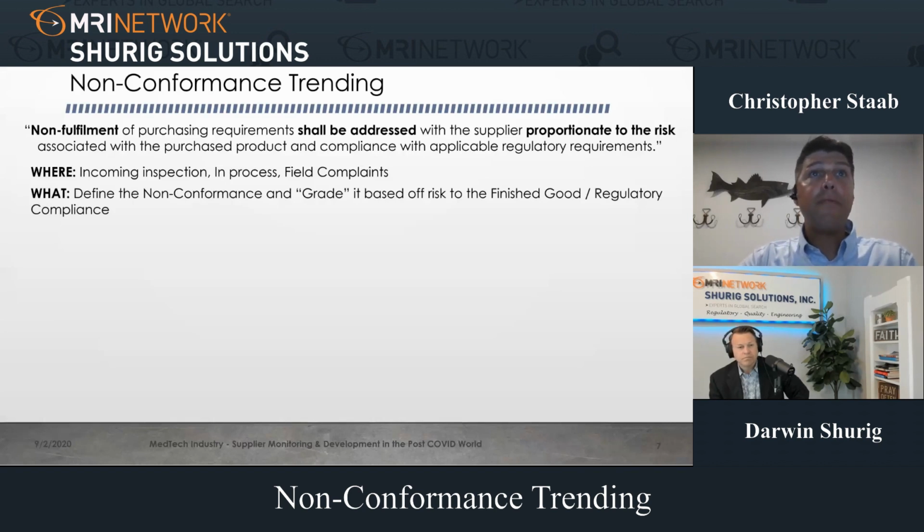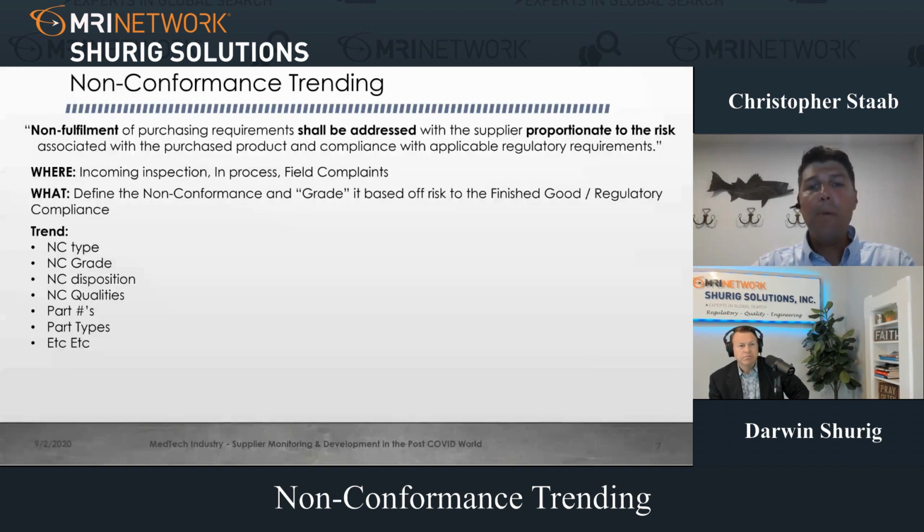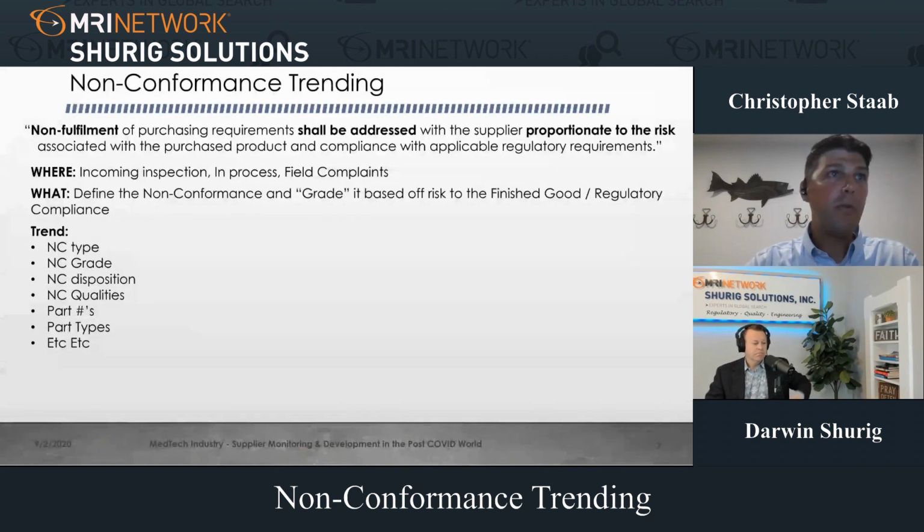So define that non-conformance, and then what are we going to look at? You're going to look at the NC type. What's the non-conformance type? The grade, what's that risk? The disposition. Did you use that part? Did you reject it? Did you return it to the vendor for sort? Did you have to rework it? Because sometimes you can trend off of that and potentially make design changes.